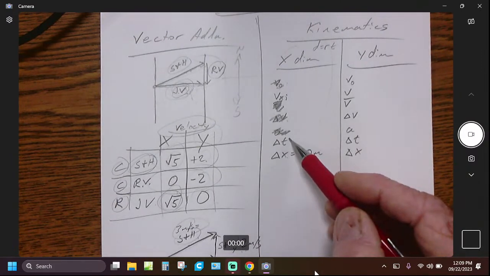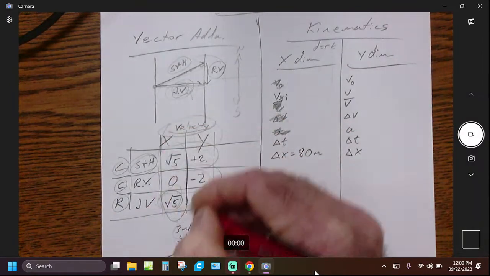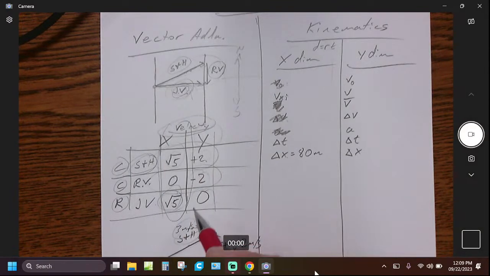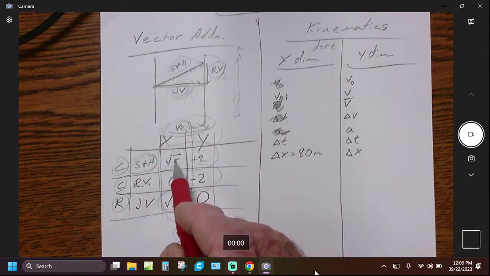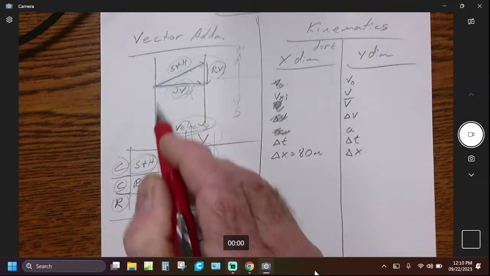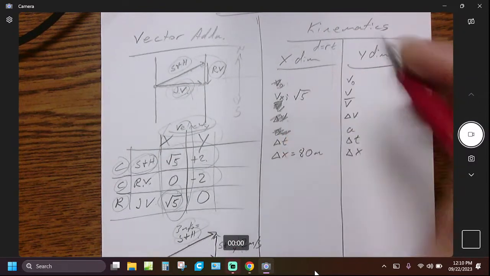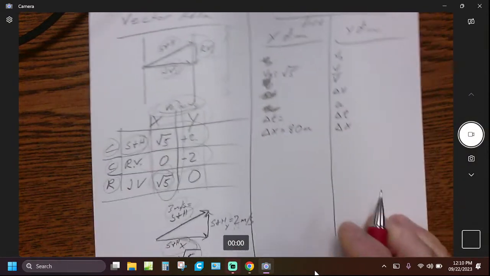Do I know the time or do I know the x velocity? The x velocity, if I look at x here, the x velocity of this is square root of 5. X velocity of that, square root of 5. So no matter what, her x velocity is that. So how do I get the time?